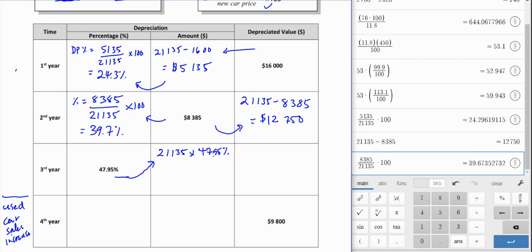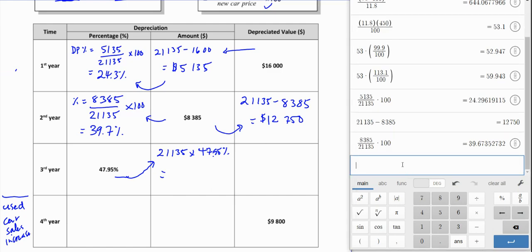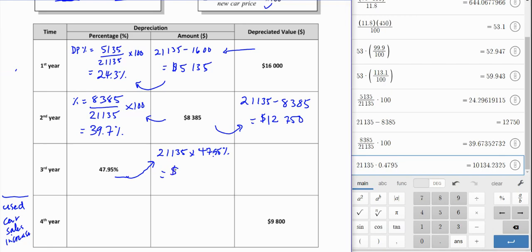All right, so that's 47.95. Okay, let's punch that in. Now we're doing it as a percentage, so 21,135 times, now we turn our 47.95 into 0.4795, and we get our car is now worth, or no, our car has been deducted by this much. So $10,000 have now been depreciated off the original cost.